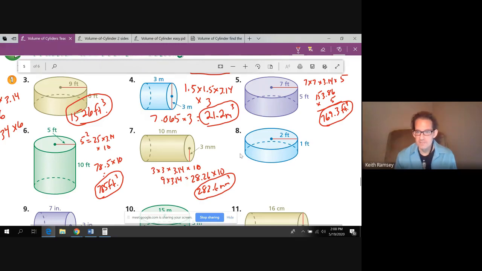All right, let's look at number 8. So radius squared would be 2 times 2 times pi, that's the area of the circle or the base, times the height, which is just 1. So now 2 times 2 is 4. I know 4 times pi is 12.56 times 1 is still 12.56. Now if we round this to the nearest tenth, like the directions say, we would round this up to 12.6. And I would label it feet cubed for number 8. Let's look at a few more.